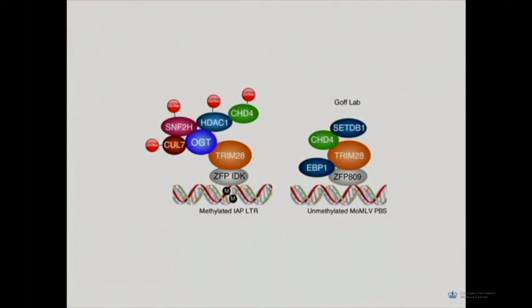In the case of unmethylated promoters that are silenced by methylation-independent mechanisms, ZFP809 recruits TRIM28, which in turn recruits other silencing factors. And there's no evidence for GlcNAcylation in the repression of, say, unmethylated Maloney virus.